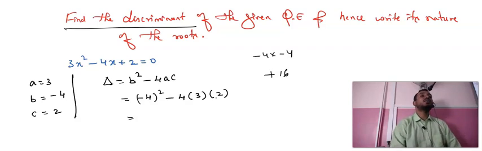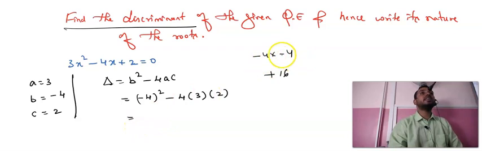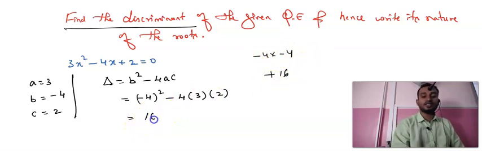Okay, excuse me. We can't exceed the time. Still, we have to cover the other papers. Please observe here. -4 whole square. -4 whole square means minus into minus is plus. 4 4s are 16. Minus into plus is minus. 4 3s are 12. 12 2s are 24.